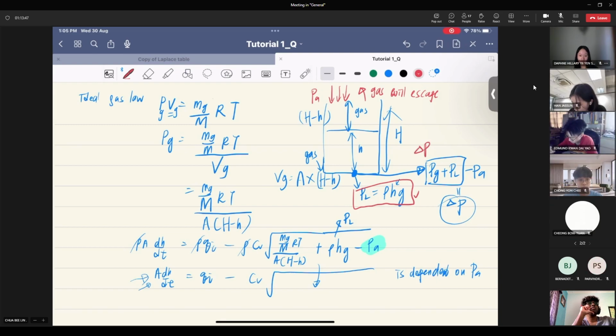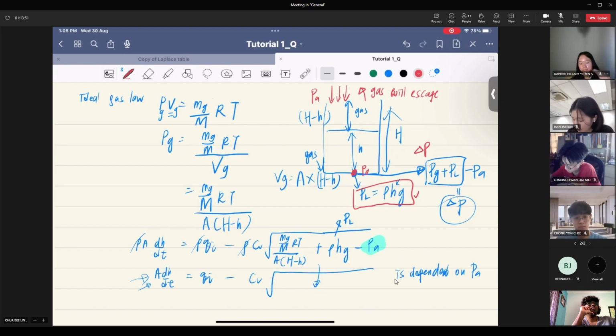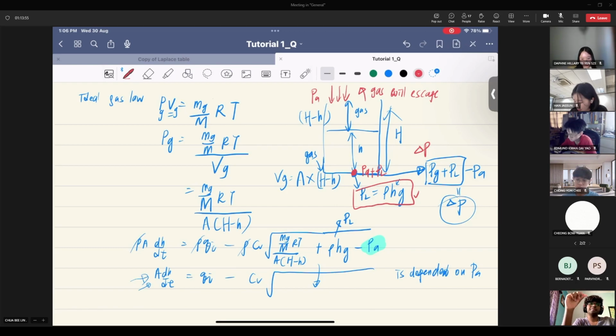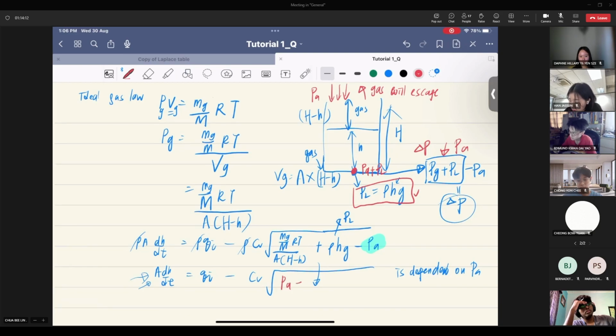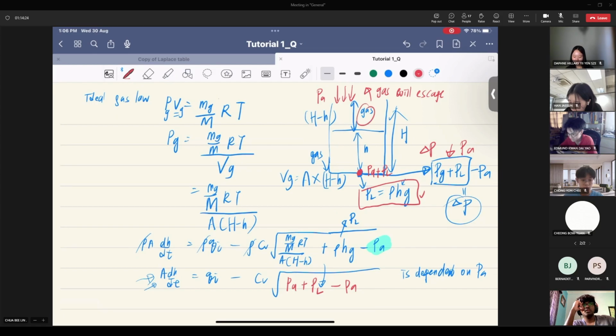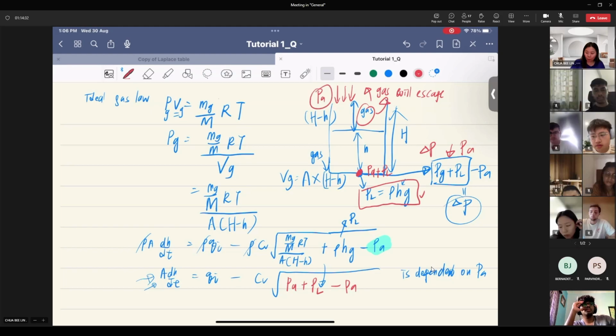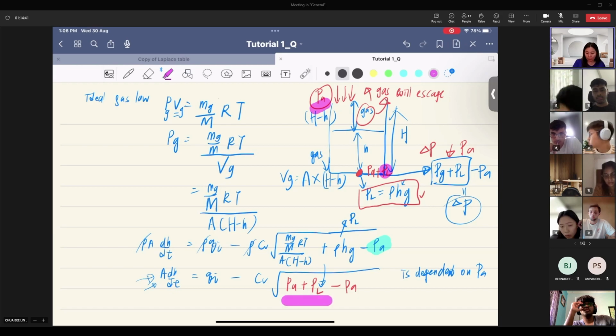So now your delta P, at this point, you'll have PA plus PL, and then outside is also PA. So the pressure drop will be PA plus PL minus PA, correct? When you have an unsealed tank, the gas escapes and atmospheric pressure acts on the surface of the liquid. So at this point you have to consider this and also PL. The direction of the flow still follows this side, going up.